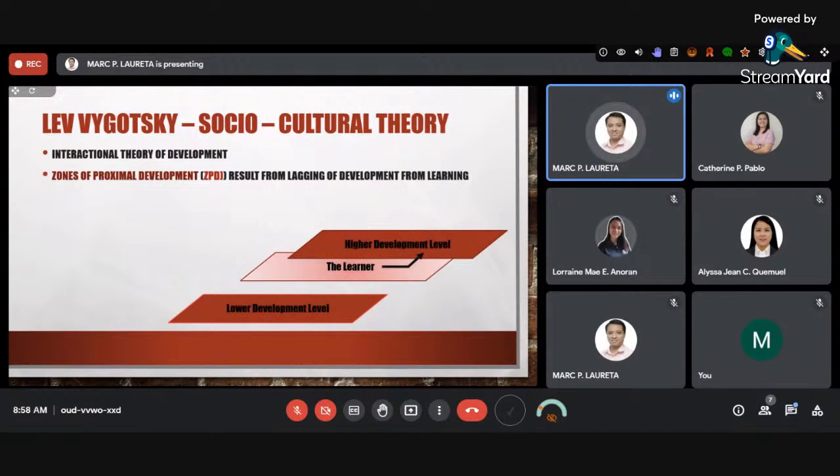A very important part of Vygotsky's work is the zone of proximal development, or the ZPD. What does that mean in terms of instructional design? When we design instruction, Vygotsky is telling us that when we design new learning tasks, the difficulty level of that new learning task should be a little bit higher than the learner's current developmental level.